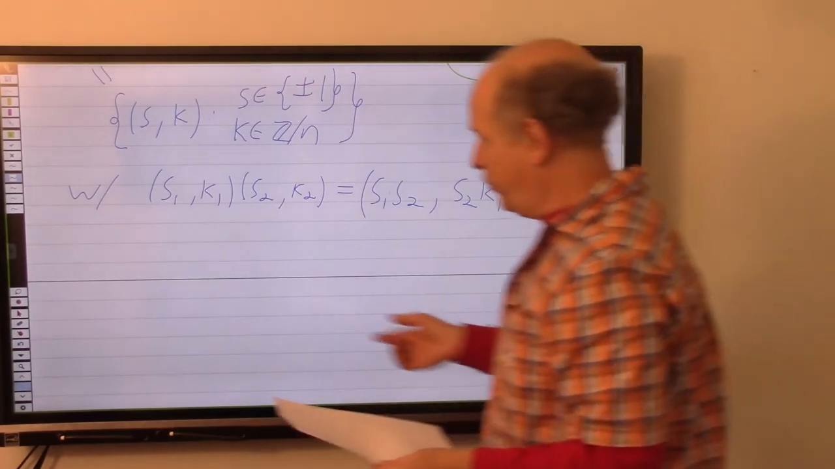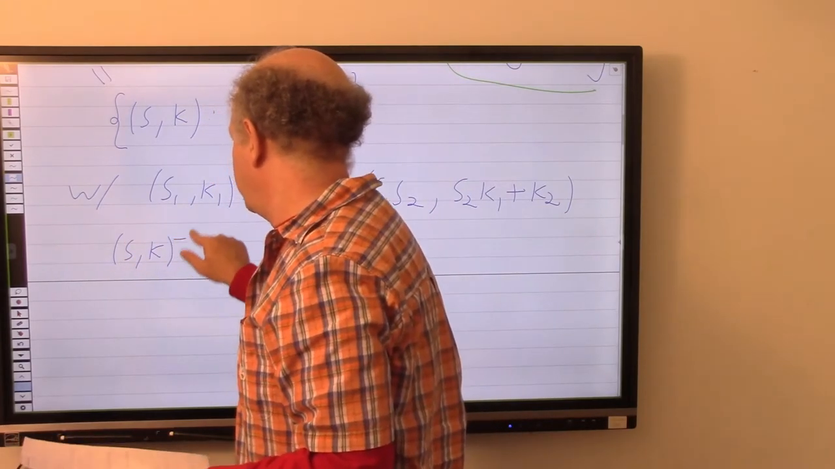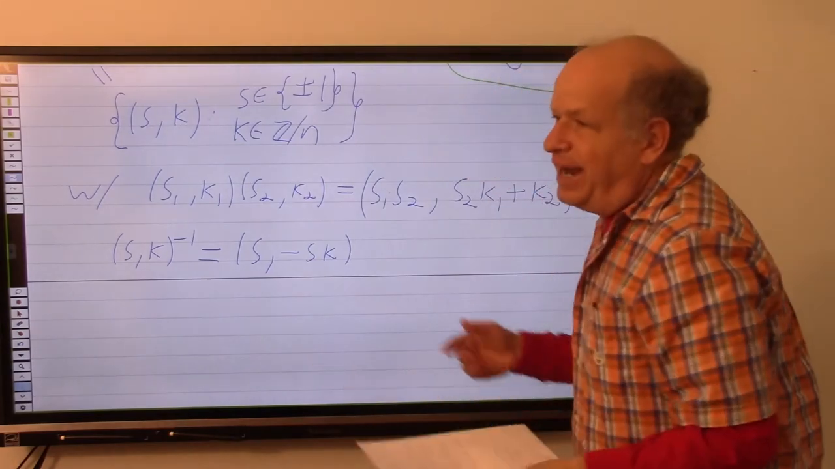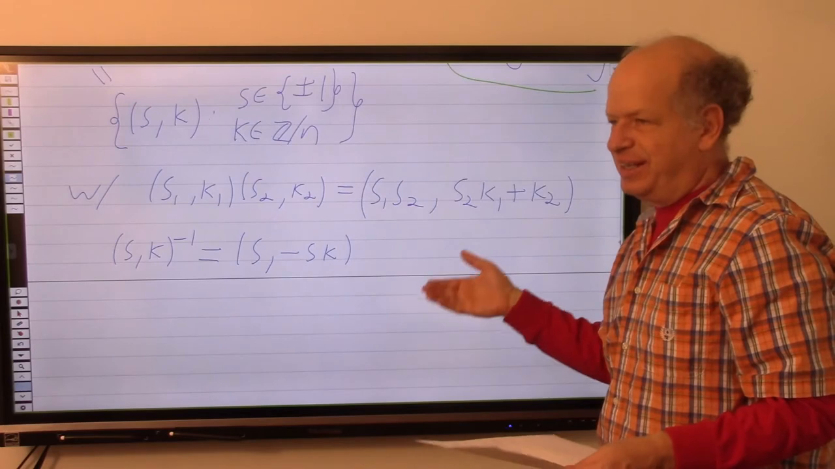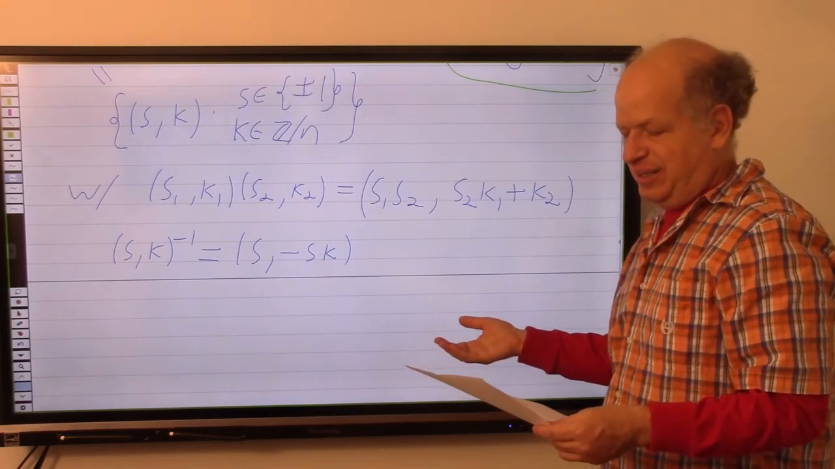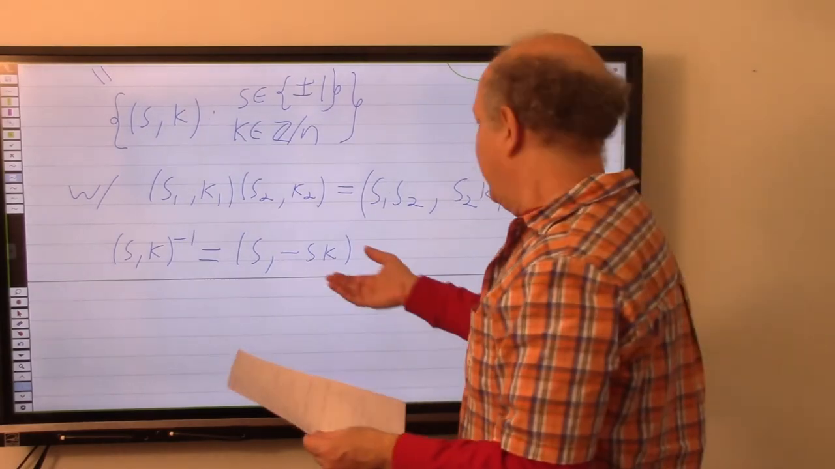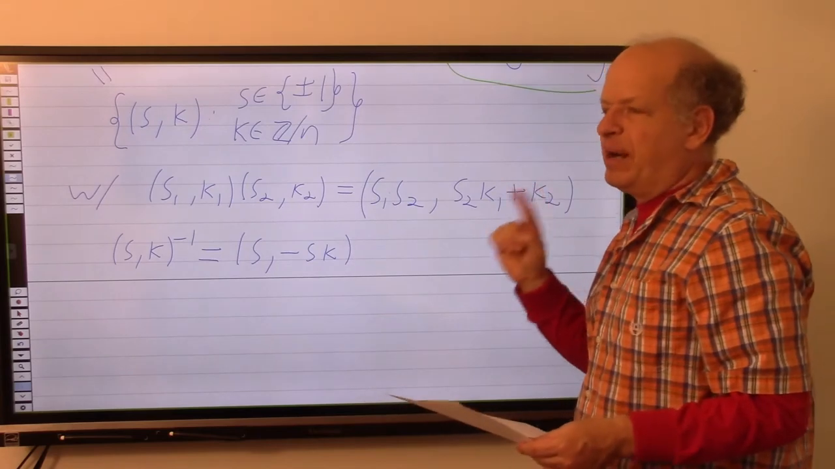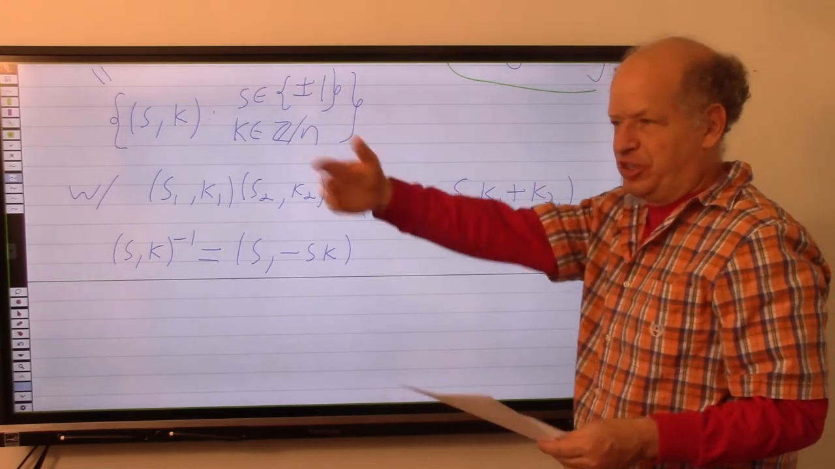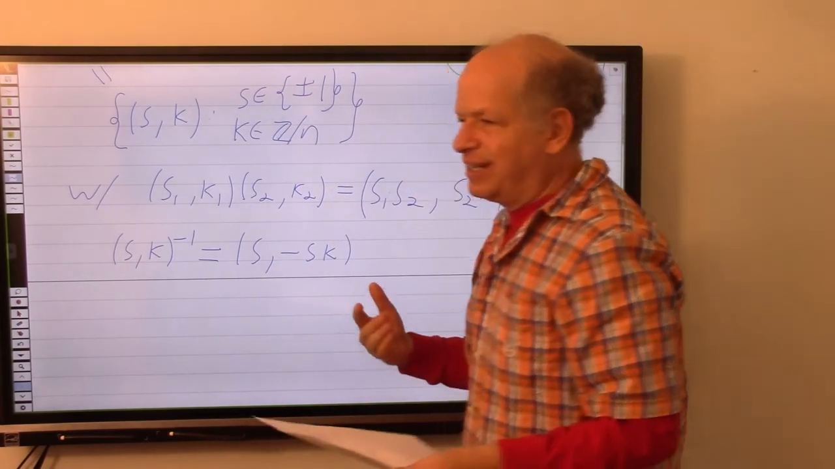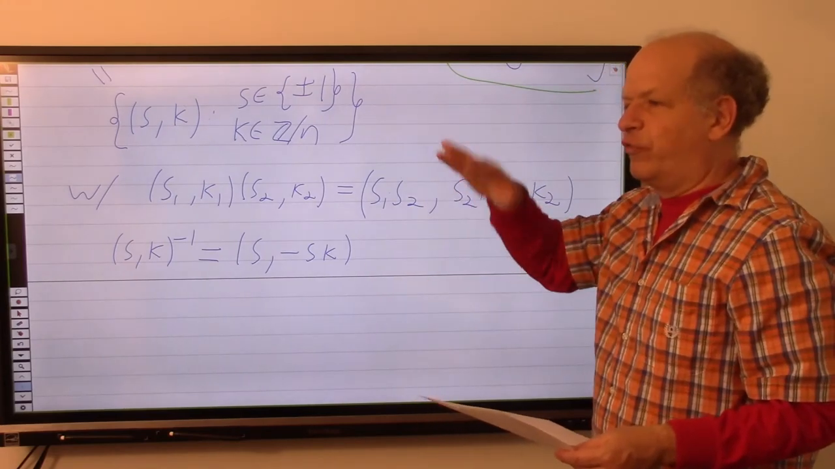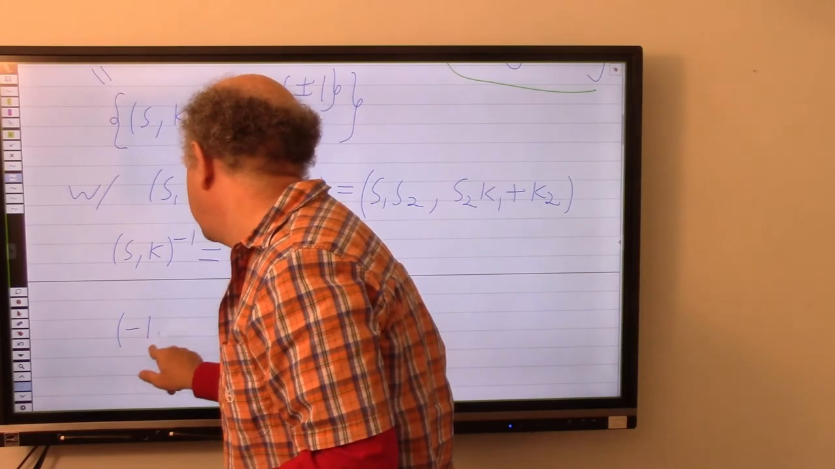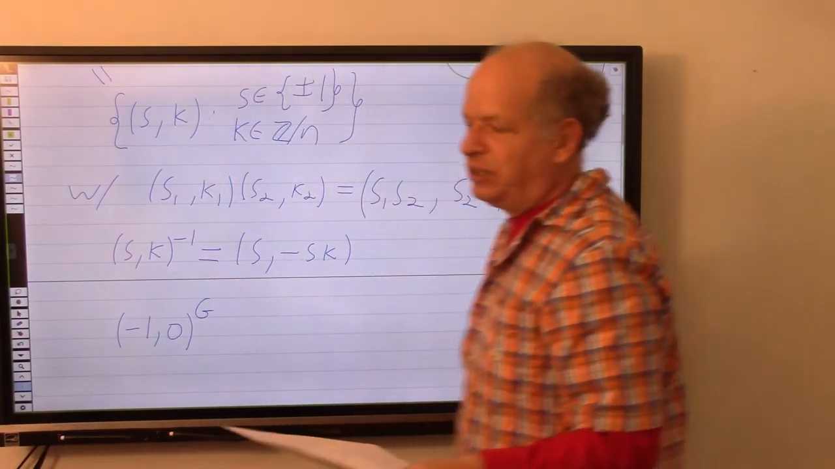And then it's very easy to verify that the inverse of s, k is s, minus s k. And I actually don't care about multiplying, and I don't care about inverses. I only care about conjugation. So I need to tell you about how to conjugate. So I could write the full formula for conjugation, but let me tell you that I care only about one conjugacy class for the purpose of the story that I'm going to tell you. So the conjugacy class that I care about is the conjugacy class of reflection. So this is the conjugacy class of minus 1, 0, and I allow myself to conjugate it by anything.